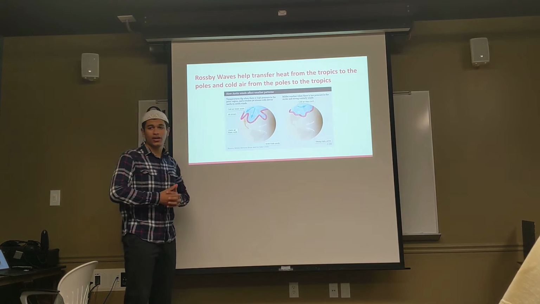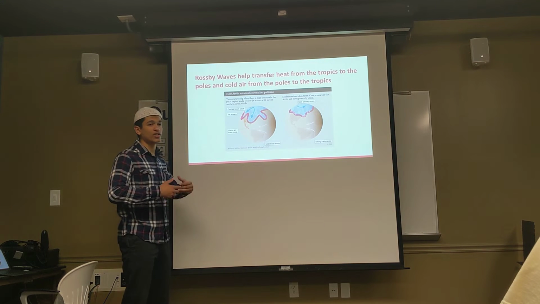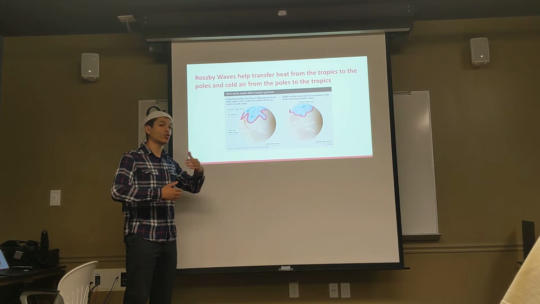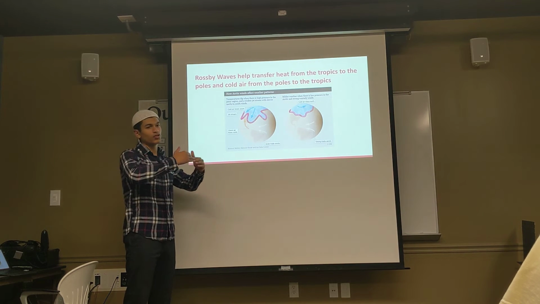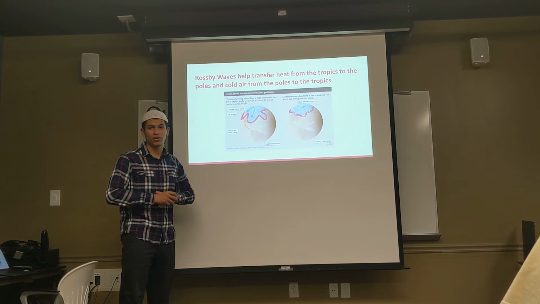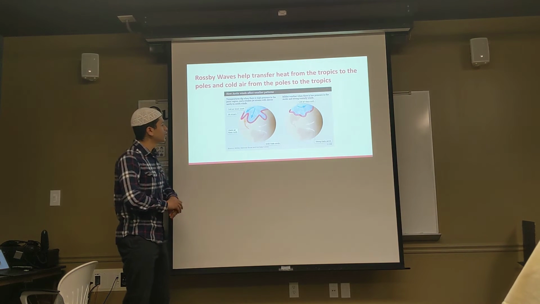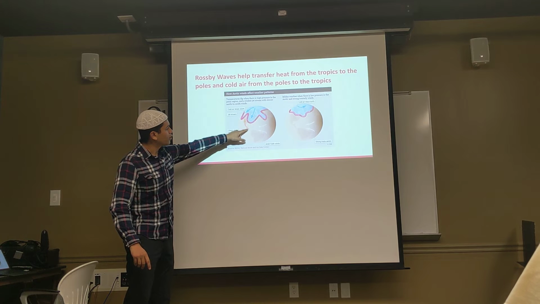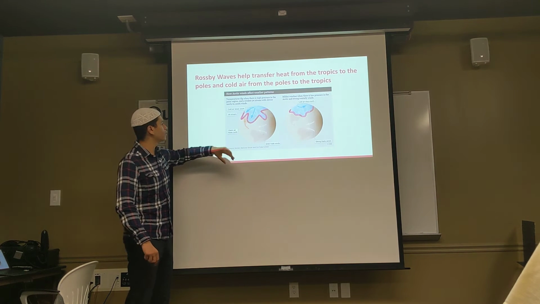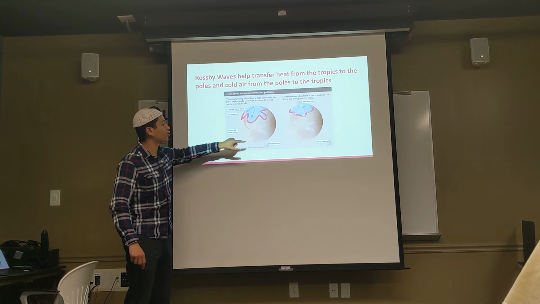So according to the NOAA, which is the National Oceanic and Atmospheric Administration, Rossby waves transfer heat from the tropics, where it's hotter, to the poles, where it's colder. And they transfer cold air from the poles, where it's colder, to the tropics, where it's hotter. And it does this to balance out the temperature gradient, aka the difference in temperature between the tropics and the poles. So as shown over here, this is actually from the DW, not from the NOAA, but it still shows the concept. Hot air is being moved to the north, and cold air is being moved to the south.